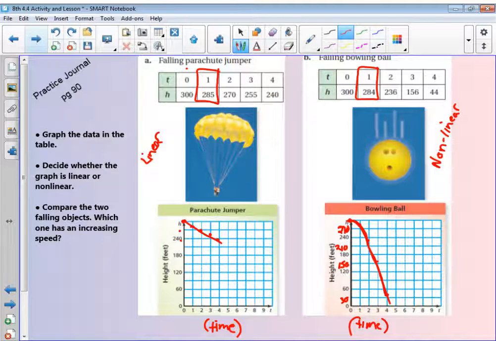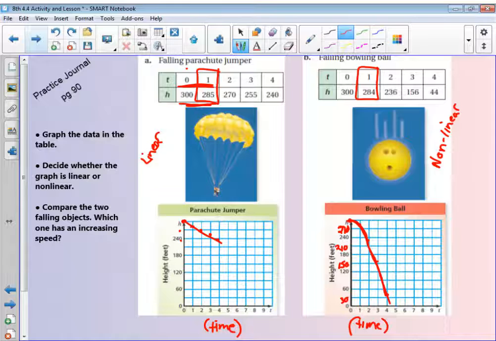Okay, and it also wanted us to compare the two falling objects, which one has an increasing speed. So if we notice, our parachuter looks like they're going at the same speed. They're dropping about 15 feet every second. If we were to go through and kind of compare our height change to our second changes.